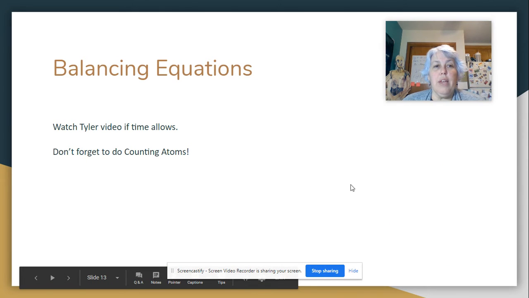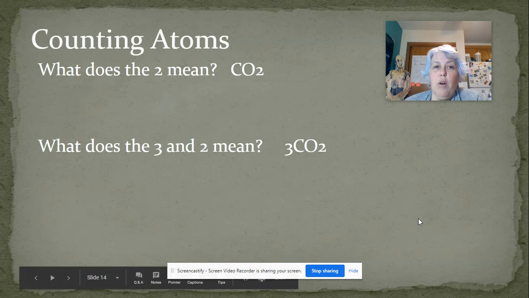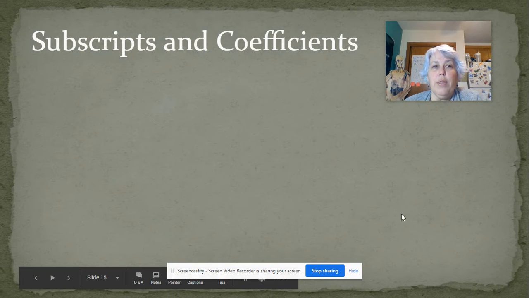So before we balance reactions, we have to be able to figure out how many of each type of atom is present in the chemical reaction. So we have to figure out in this chemical formula, what does that 2 mean? And if we have numbers in front of that chemical formula, what does the 3 mean? How does the 3 have an effect on the carbon and the oxygen and the 2? So that's what we're going to figure out with these notes.